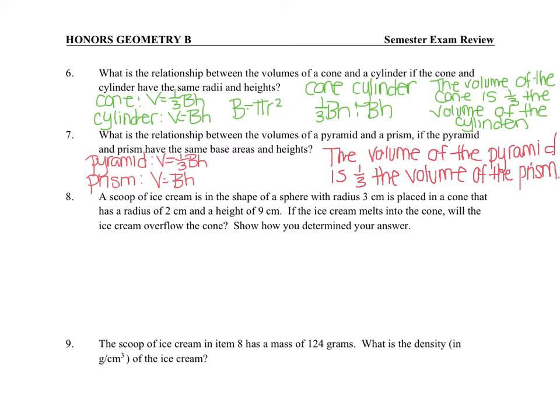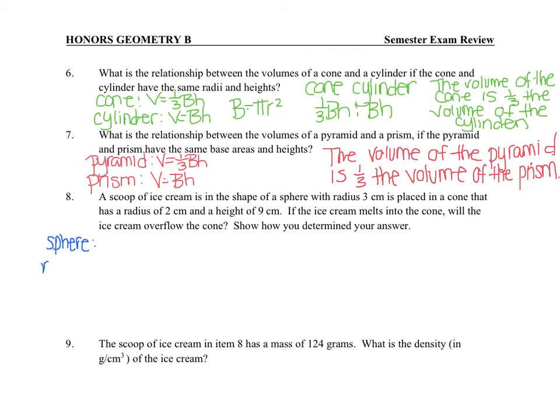Number 8, a scoop of ice cream is in the shape of a sphere with radius 3 centimeters, and it's placed in a cone that has a radius of 2 centimeters and a height of 9 centimeters. If the ice cream melts into the cone, will the ice cream overflow the cone? Show how you determined your answer. Well, basically what we need to do is find the volume of the sphere and the cone.